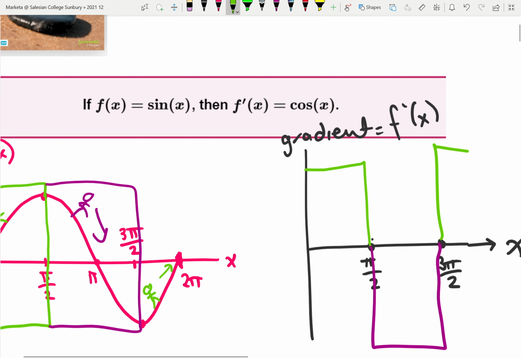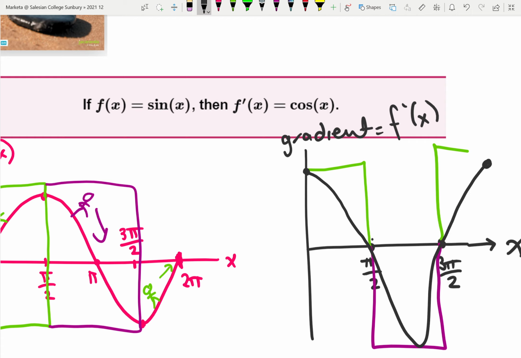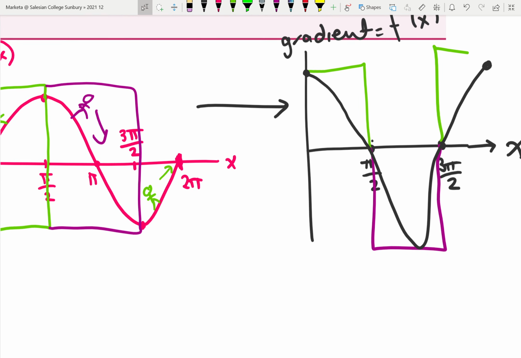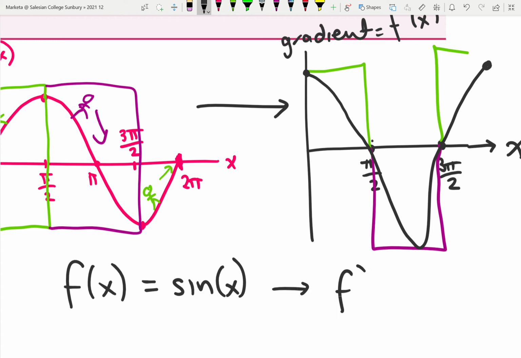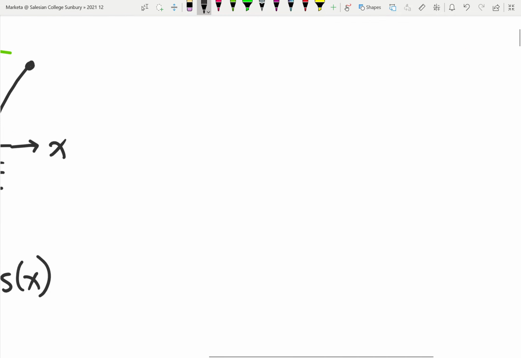So what we see is that if we connect that up, this is a cos graph. You can see that it's a positive cos graph, because a positive cos graph makes that U shape. So that's why if f of x equals sine x, then f dash of x will be the positive cos graph. Now, if we go the other way, let's look if we start with a cos graph.